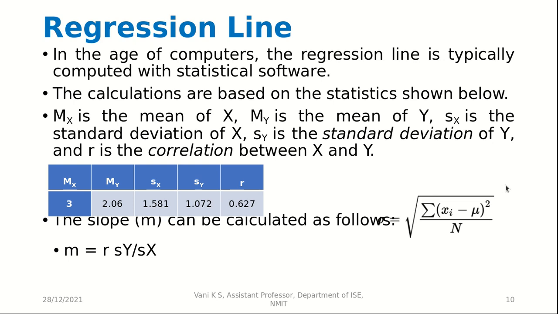Then the slope is calculated using the correlation, which is r. So correlation times the standard deviation of y divided by the standard deviation of x.